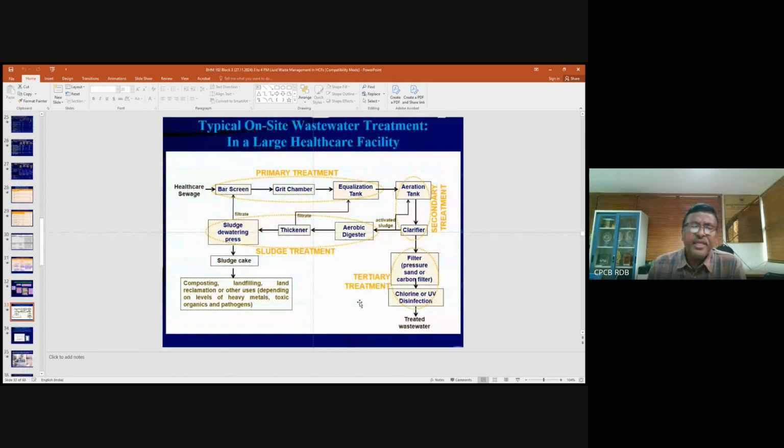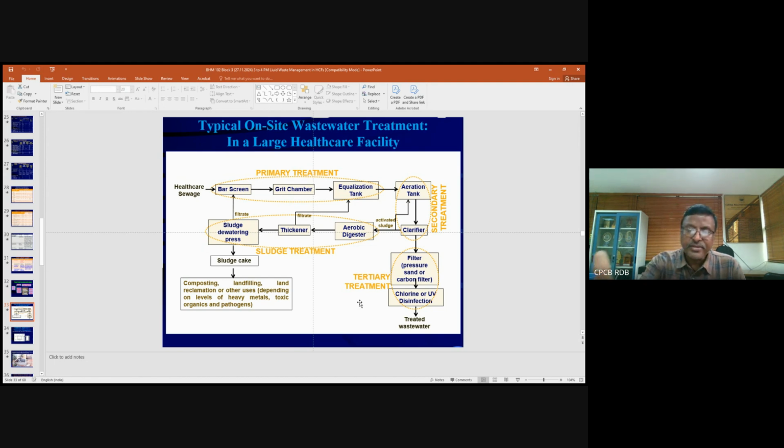These are typical examples of wastewater treatment in healthcare facilities. They can have a bar screen followed by grit chambers and then an equalization tank. The equalization tank is required in order to make the flow uniform, because the wastewater generated from different wards will have different characteristics. Therefore, all of it cannot be sent separately into the ETP. They should all be collected in one place and mixed properly to ensure uniform quality before it goes for any biological treatment process.